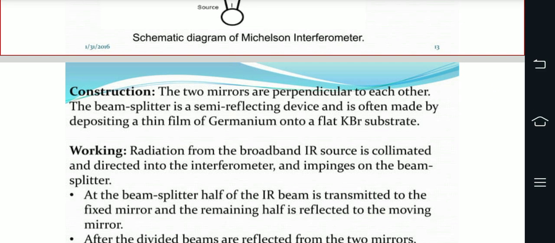The two mirrors are perpendicular to each other. The beam splitter is a semi-reflecting device and is often made by depositing a thin film of germanium onto a flat KBr substrate.